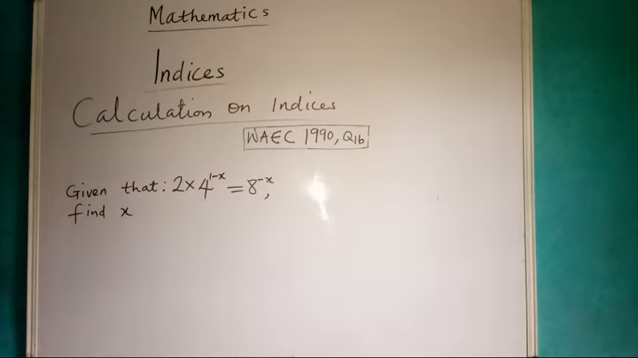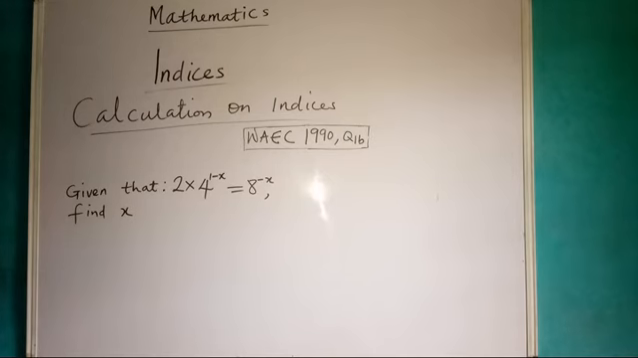Okay, we want to work out this very problem and find the value of x at the end. I don't know the way you solve your own. My own steps are going to be quite different, but at the end, we are going to arrive at a common answer. We are going to have the same answer at the end. And this one was WAEC 1990, question 1b.